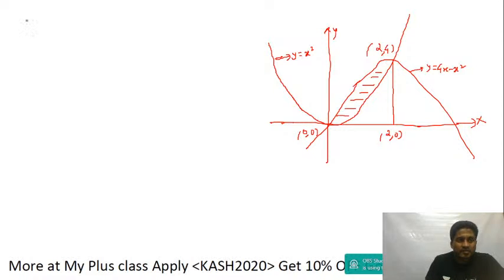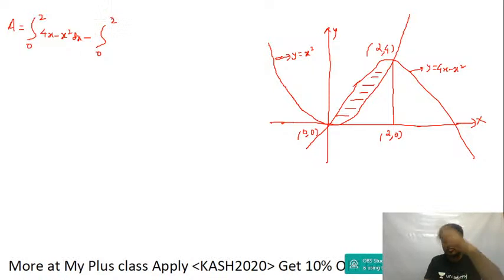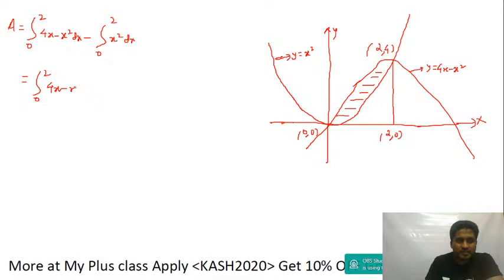Now area is equal to integration 0 to 2. The downward parabola covers the maximum area. So 0 to 2 downward will be 4x minus x square dx, minus integral 0 to 2, the upward which is x square dx. Take downward, cut that upward, you get the shaded part. So limit is same, 0 to 2, 4x minus x square dx.